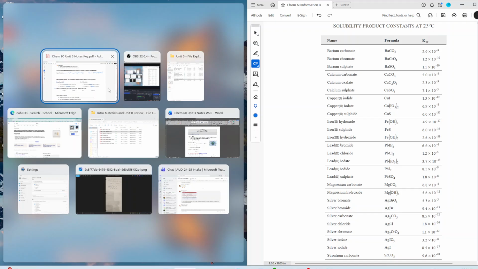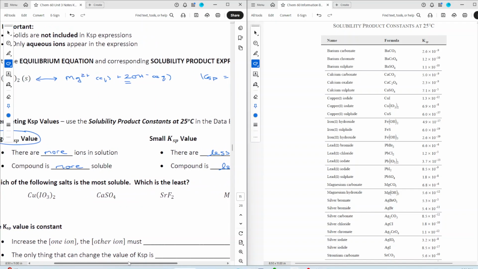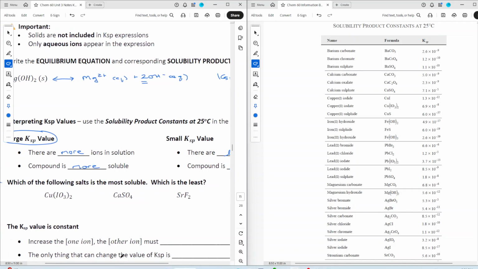In this next part, I've asked you which of the following salts is the most soluble and which is the least. So let's look up the KSP of each of these salts. The first one is copper 2 iodate. It's alphabetical, and the KSP is 6.9 times 10 to the negative 8. The next one is calcium sulfate, and it's 7.1 times 10 to the negative 5.